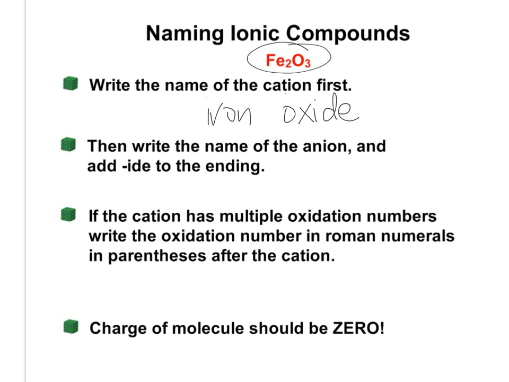If the cation has multiple oxidation numbers, which means it's a transition metal, you have to put the charge in Roman numerals in parentheses after the name. So this is iron 3. How did I know it was iron 3? Well, remember when we crisscrossed? Where did this 3 come from? It came from up here, right? And this 2 came from oxygen. So you kind of have to go backwards a little.